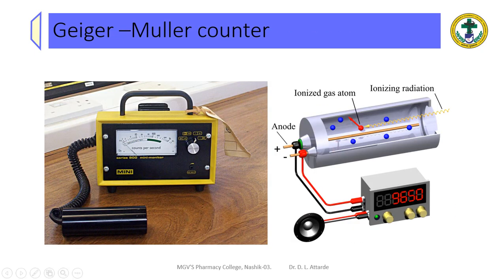This is the instrument, this tube which is filled with inert gas, and high electric voltage is applied, and thus when radiation falls, the gas gets ionized and electric current flows, and you can see the readings. So, this is one of the instruments.